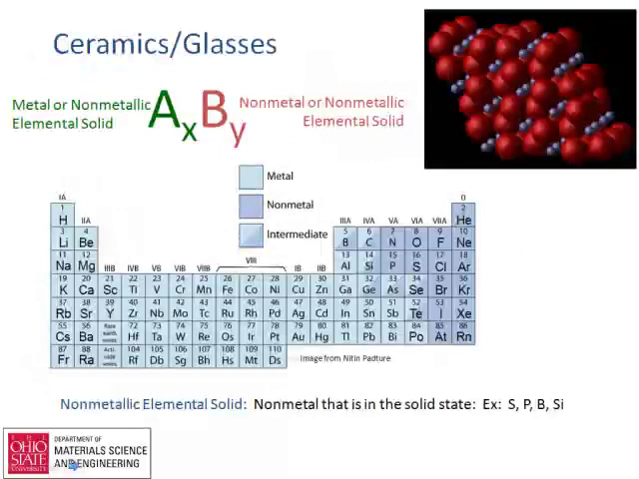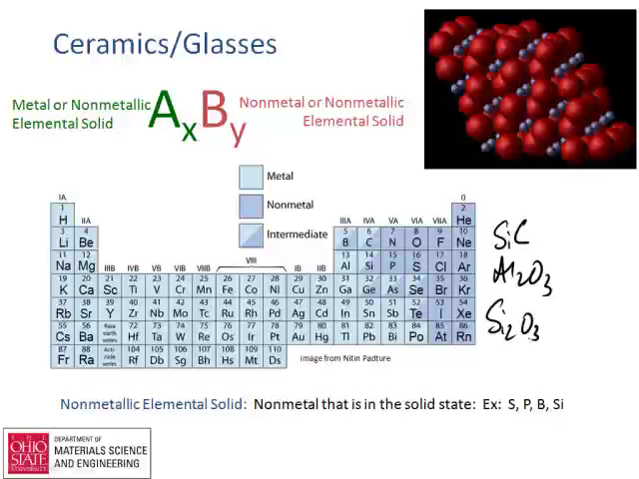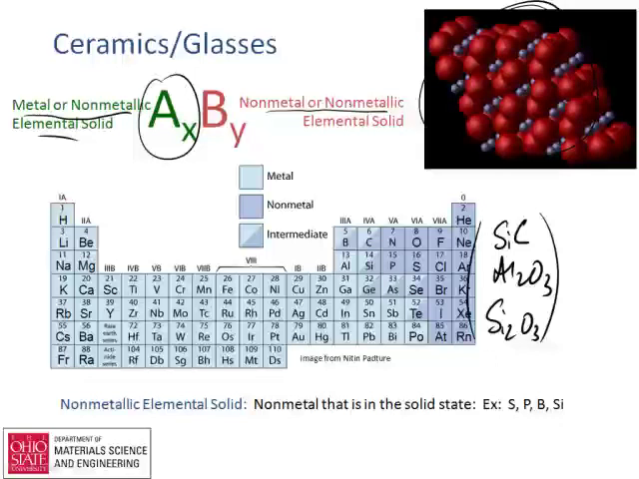Ceramics and glasses are compounds again, and common ceramics are things like silicon carbide, alumina, and silica, which is often the basis of glass. And the defining characteristic of a ceramic is that you've got a metal or non-metal element, like A, bonding with a non-metal element, like B. So for example, they're compounds is what we really want to say. They take this form. Again, they typically, for ceramics, have a crystalline structure that looks like that.